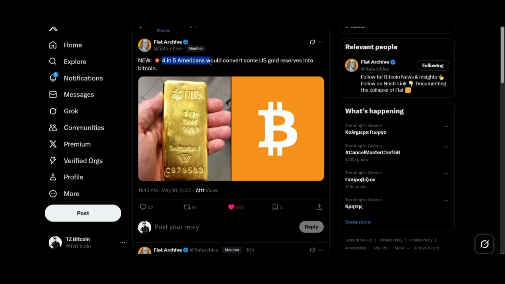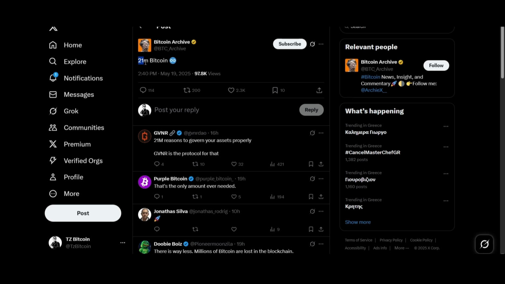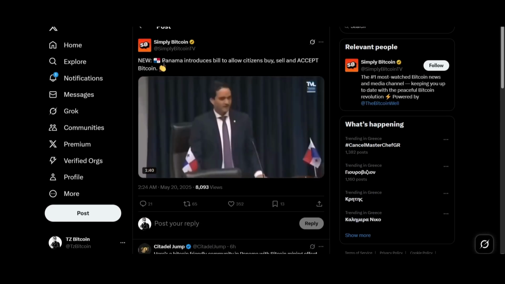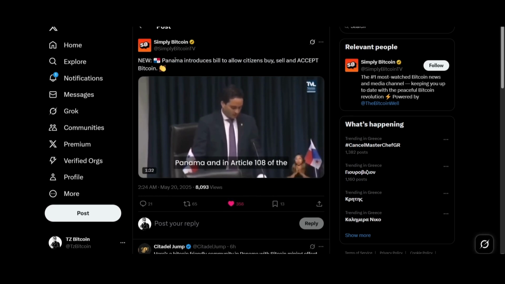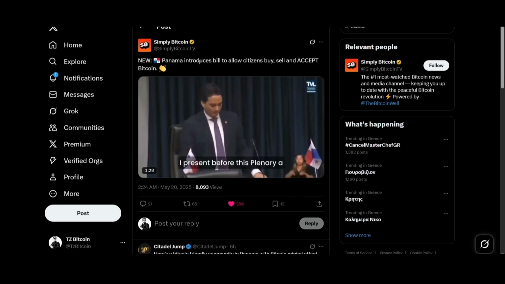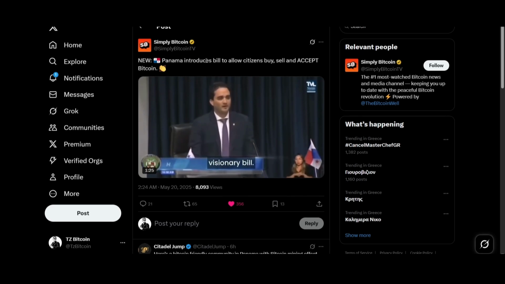If something like this happens, you will see that more and more people will convert their physical gold into the digital one. And that's because Bitcoin has a maximum supply of 21 million. Another big thing, Panama introduced a bill to allow citizens to buy, sell, and accept Bitcoin. We see another country follows El Salvador's example. That's very good.